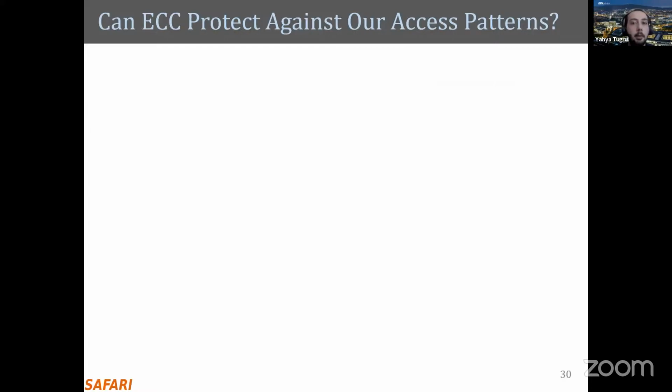So what about ECC? Can ECC protect against our access patterns? The short answer is no. ECC implemented in modern systems works on data chunks, and we use 8-byte data chunks. The ECC can correct 1-bit errors in a data chunk, and can detect 2-bit errors, but cannot correct or detect 3 or more bit errors.